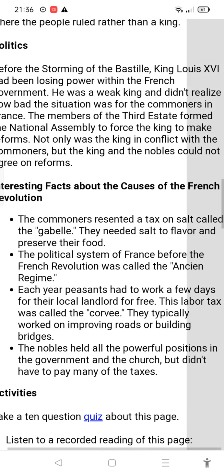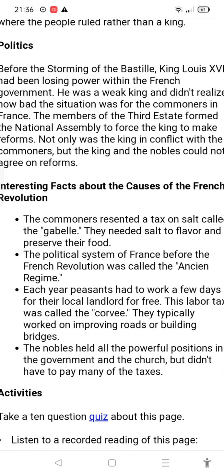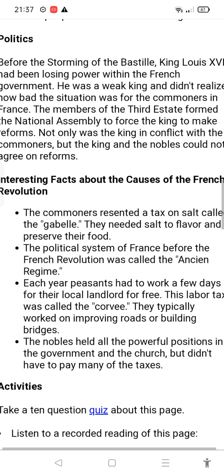Each year, peasants had to work for a few days for their local landlord for free. This labor tax was called the corvée. They typically worked on improving roads or building bridges. The nobles held all the powerful positions in the government and the church, but didn't have to pay many of the taxes.